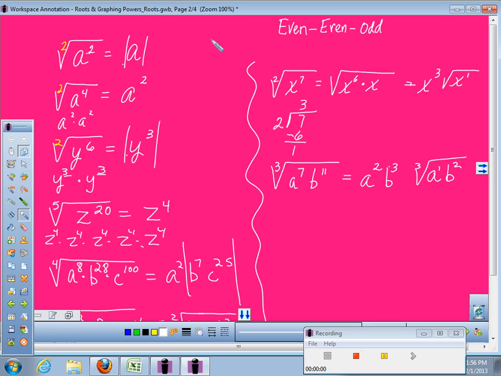That should be what's on your paper. You need an absolute value if all 3 of those are true. You have to have all 3 parts. You have to have an even index. You have to have an even power when it's inside the root. And it has to be an odd power once you took it outside the root.